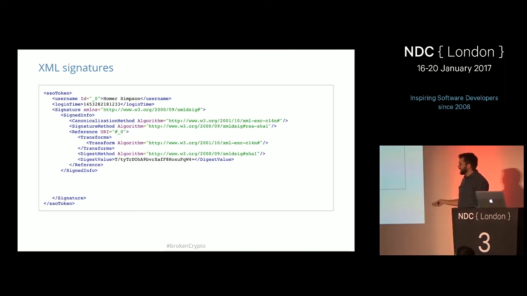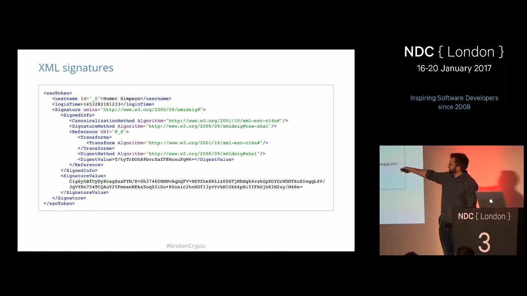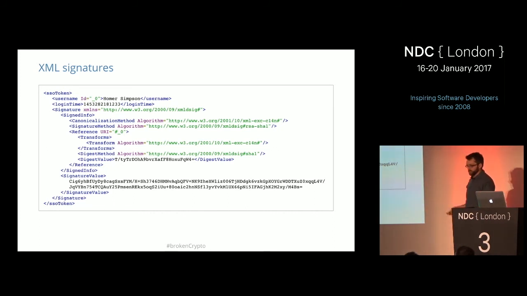And then what we're actually signing with XML signature is this signed info element. So we can have multiple references in here, and then we end up signing this. So we're kind of signing a hash of something that's already a hash of something else, and it's kind of weird, but that's the way it works.